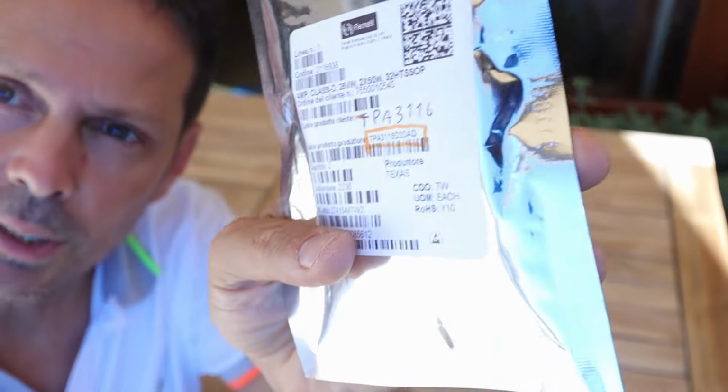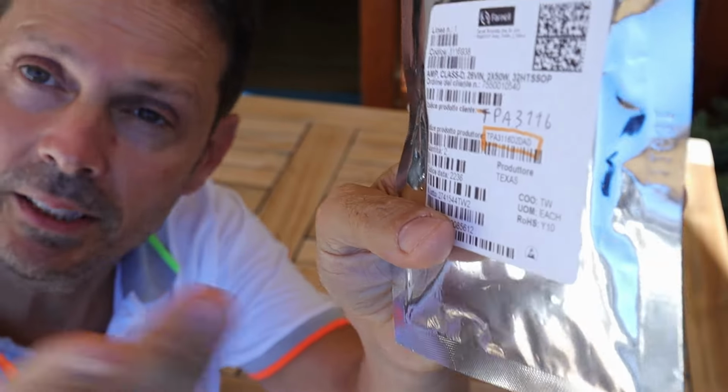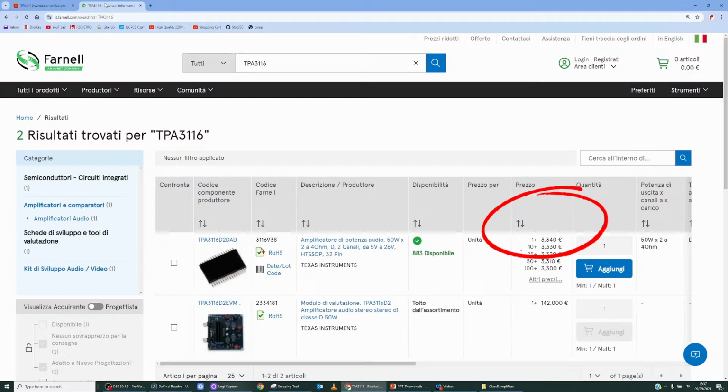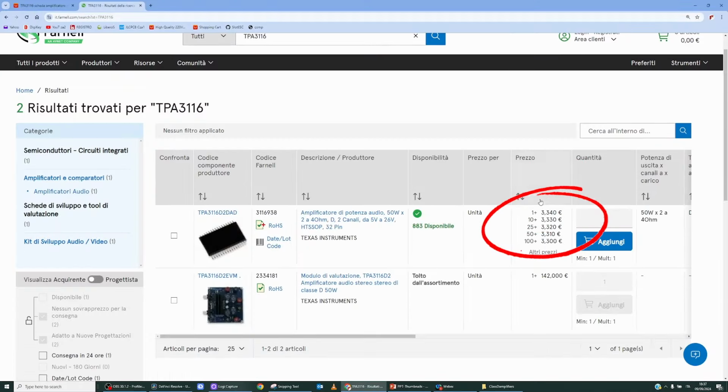In summary, you have what you pay for, often. I purchased in addition the original TPA3116 from Farnell, so I guess this is an original part from the original distributor. In fact, the price is kind of high only for the IC.